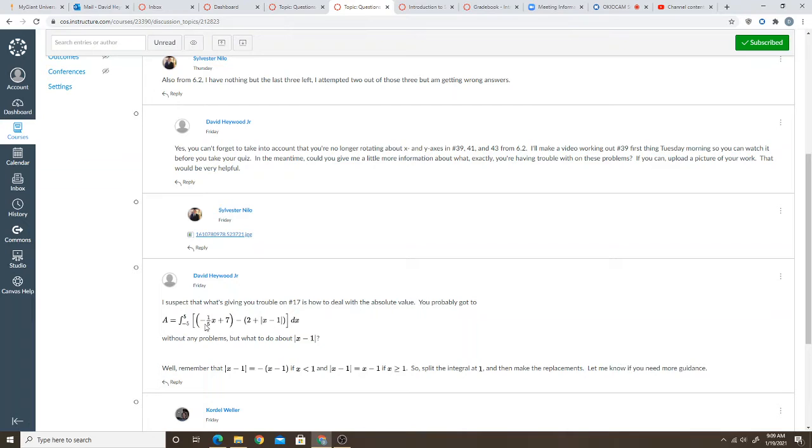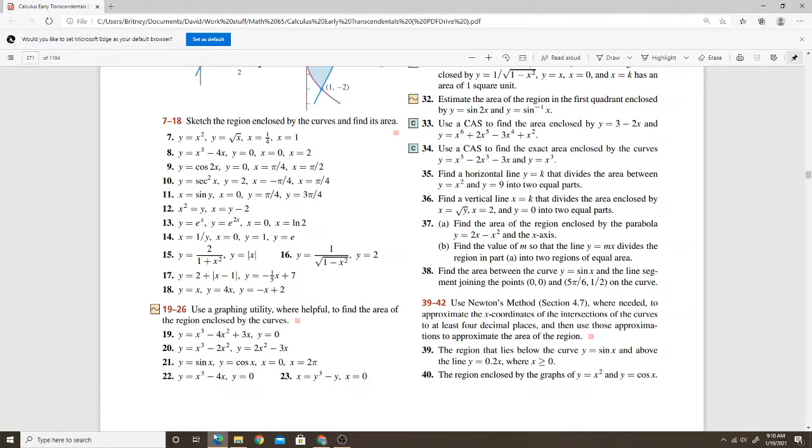Although I suspect that's not the problem. But anyway, we'll talk about that. I suspect what's giving you trouble is this absolute value business, and you're not sure how to handle the absolute value thing. So let's take a look. 6.1 number 17 says sketch the region enclosed by the curves and then find its area.